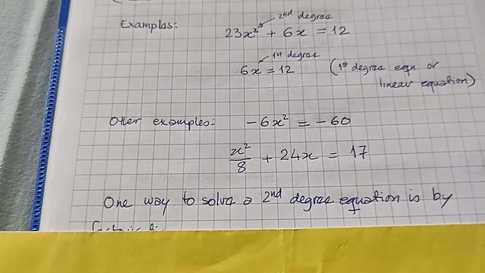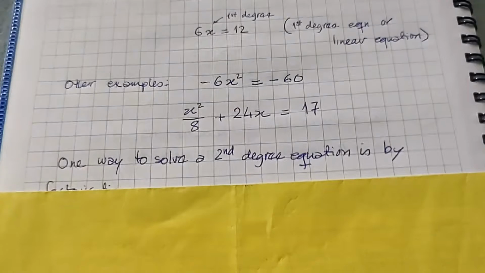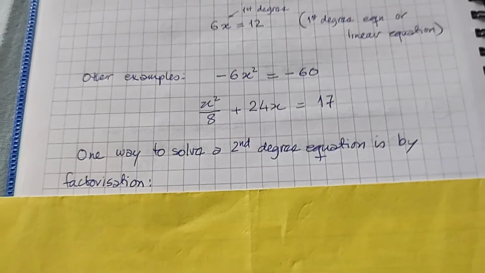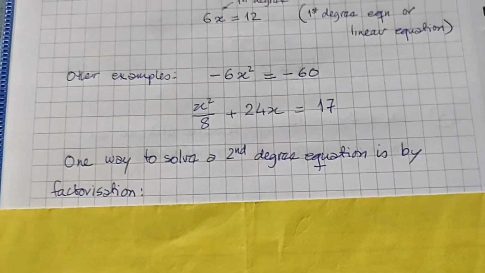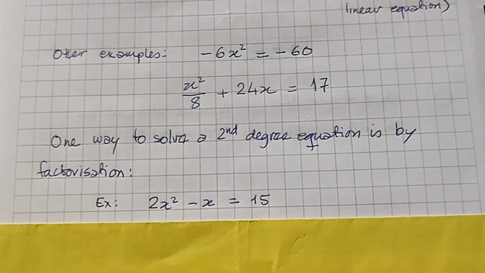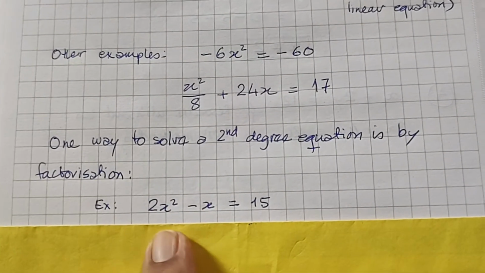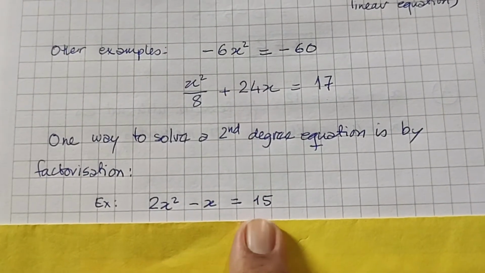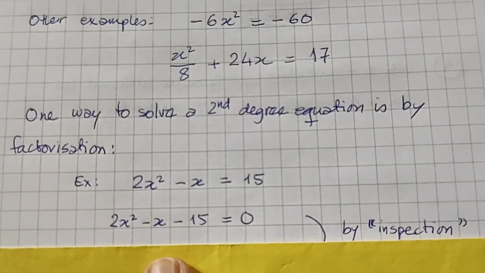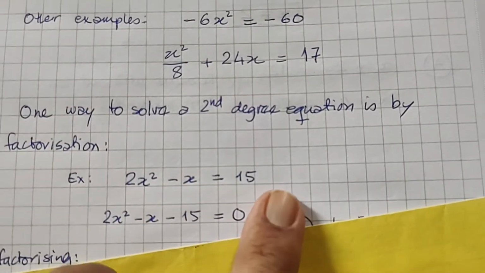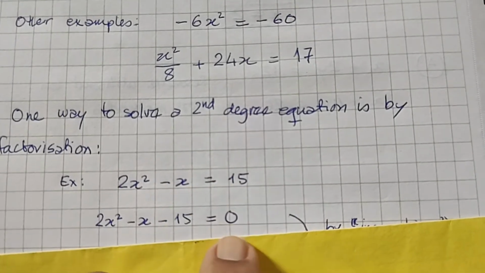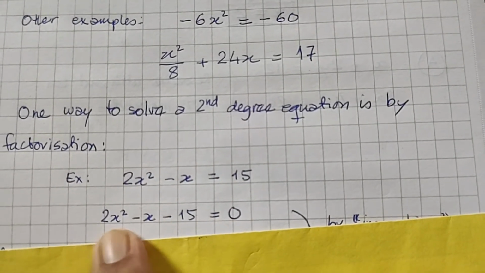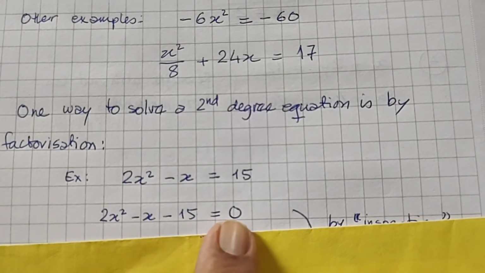One way to solve a second degree equation is by factorization. We have looked at this. We have done this in one of the chapters. We have done this before. So if you have 2x carré moins x égale à 15, we can factorize it. First I'll take the 15 on that side. It will become minus 15. I'll be left with 0 here. 2x carré moins x moins 15 est égal à 0.